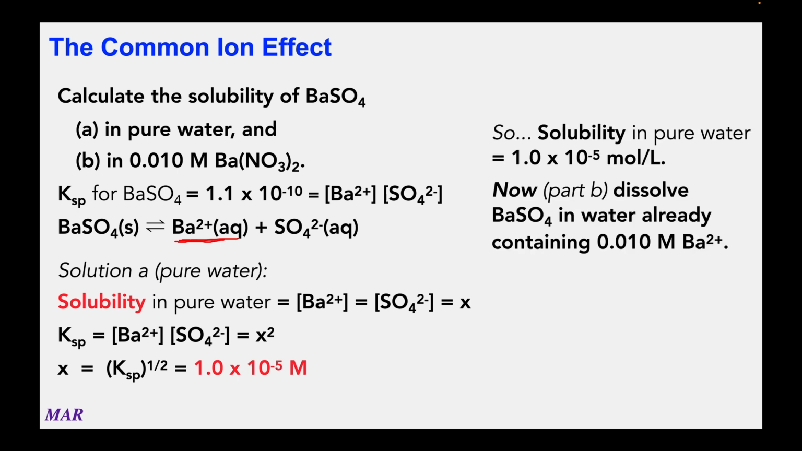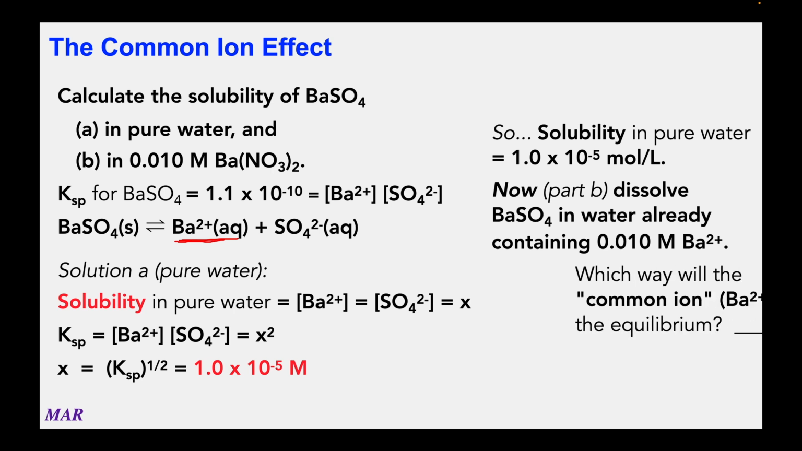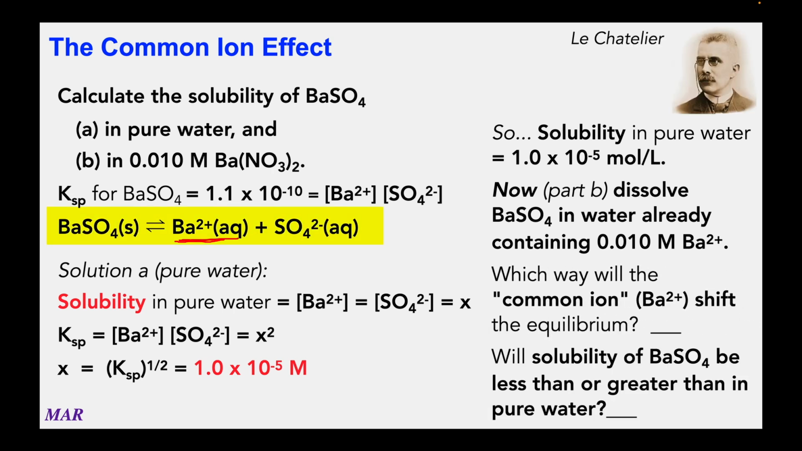That's in pure water. Now in part B, we're going to have some barium ion already present. And again, by Le Chatelier's, when you start adding the barium ion in, that's going to shift the reaction to the reactant side. Solubility, which is what we're measuring, should be less, all right? The barium is going to make the solubility go down. So we can test this out and see. Now we expect, like I said, the solubility to go down, all right?